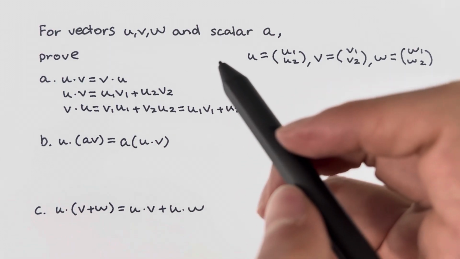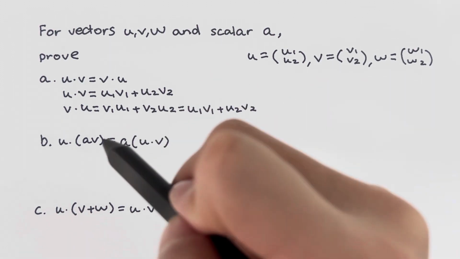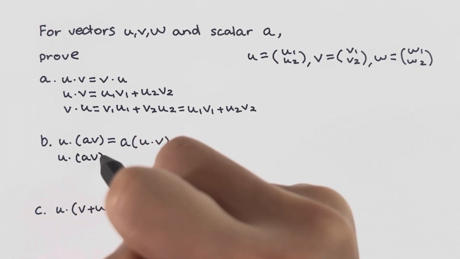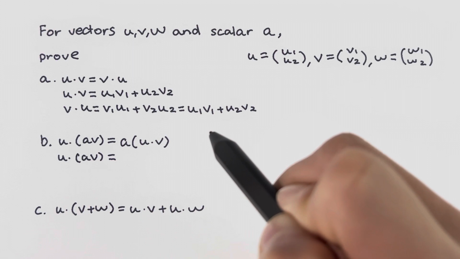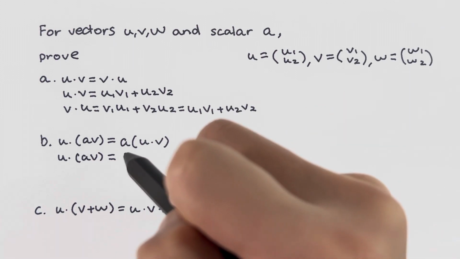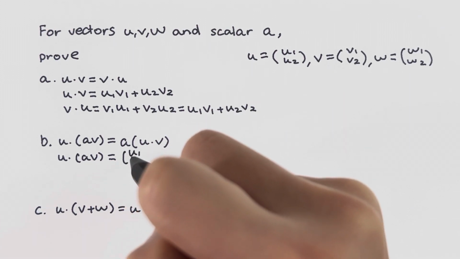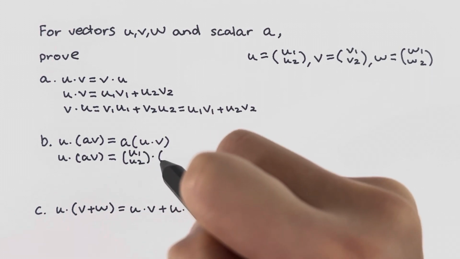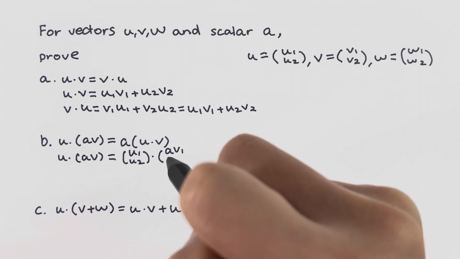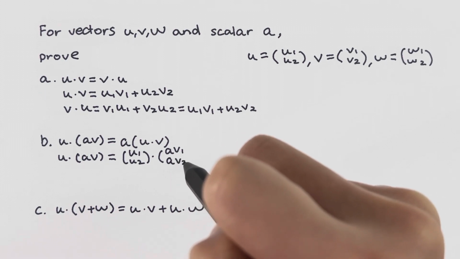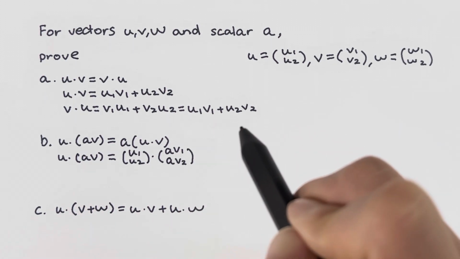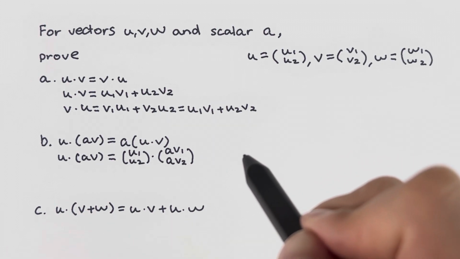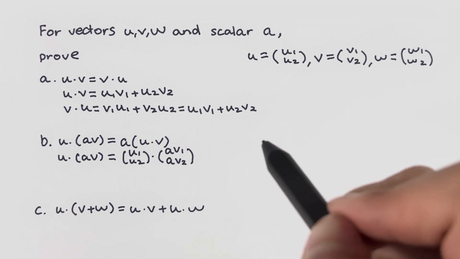we have u times av. This will equal to u1 u2 times av1 av2, because when you are multiplying a scalar to a vector, you have to multiply the scalar to the top portion and bottom portion of the vector.